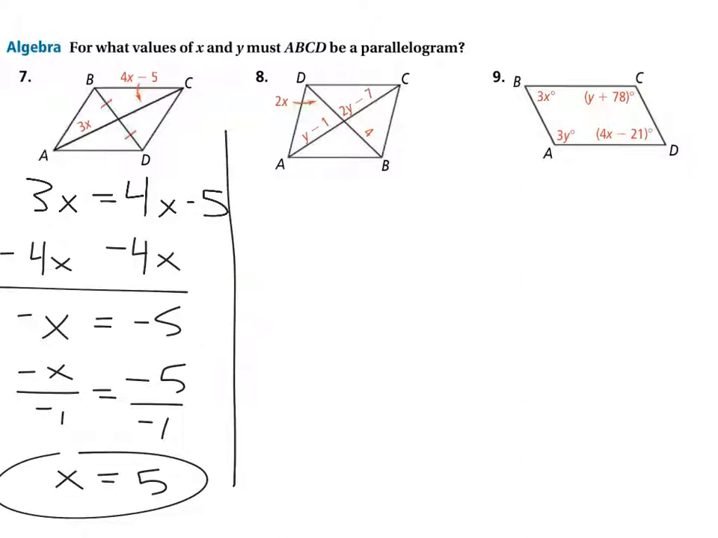Okay. Number 8. Well, we know that we've got now two different values here. We've got x and we've got y. So let's start with x. 2x.